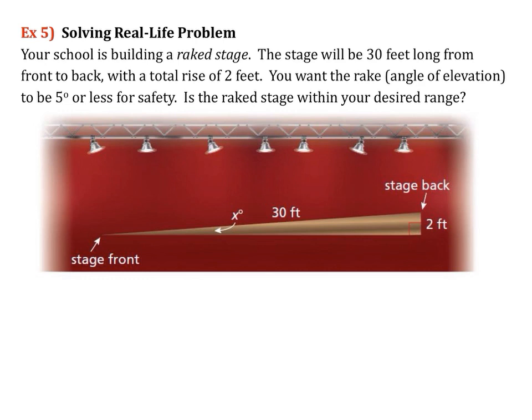All right, our last example, a real-life problem. Your school is building a raked stage. The stage will be 30 feet long from the front to the back. So that's going to be this length right here, with a total rise of 2 feet. You want the rake, which is your angle of elevation, to be 5 degrees or less for safety. Is the raked stage within your desired range?